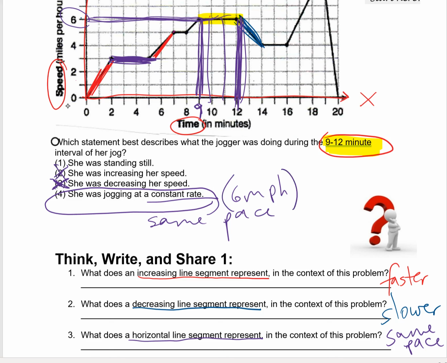In fact, we could measure that rate. We can't say she was standing still if she was running at a rate of 6 miles per hour. So our answer to this question is clearly choice 4.